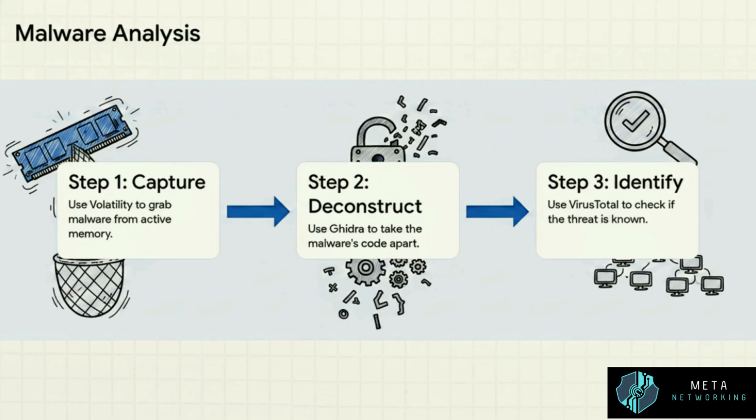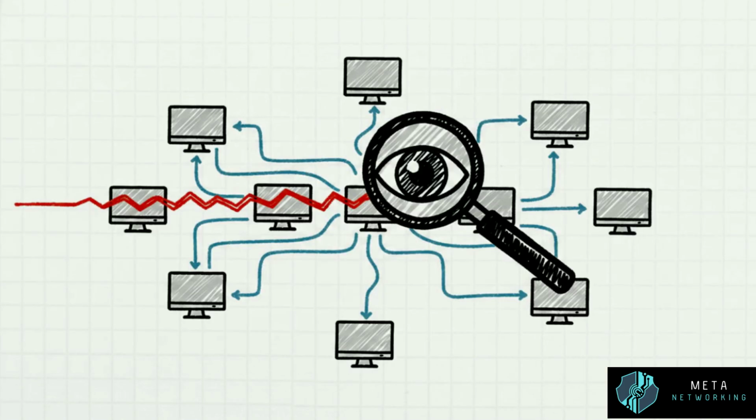investigators combine these tools. So first, they'll capture the malware running live in memory using Volatility. Then, they'll use a seriously powerful reverse engineering tool like Ghidra to basically deconstruct its code and figure out what it was designed to do. And finally, they'll check its digital signature on VirusTotal to see if the global security community has ever seen this particular threat before.